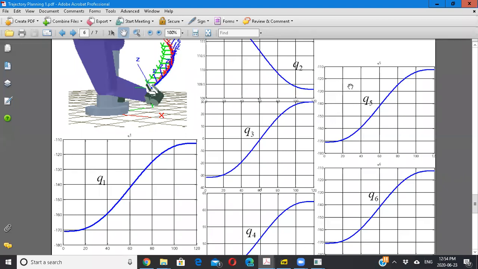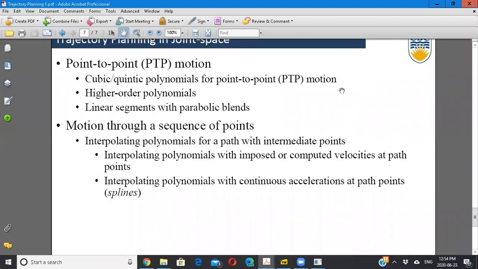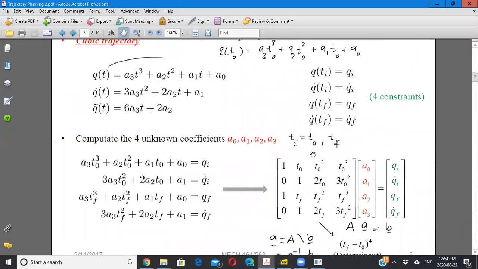Otherwise, this is also a cubic polynomial. This is also cubic. Everything is cubic. Okay? So that is how you plan the trajectory.